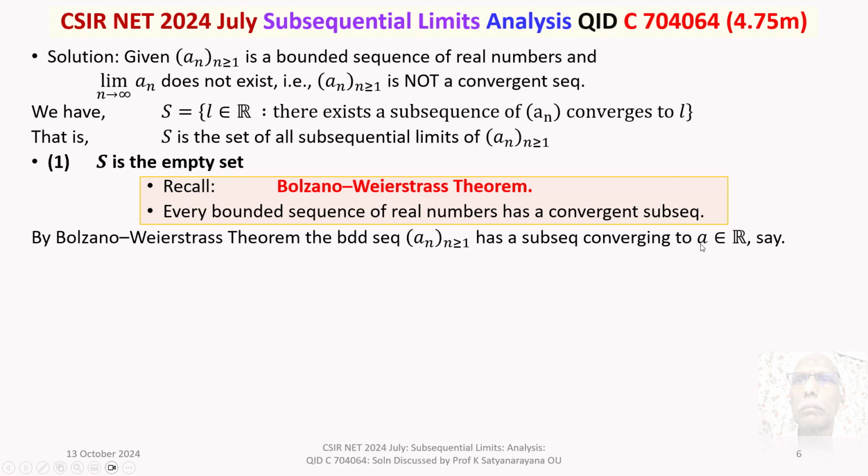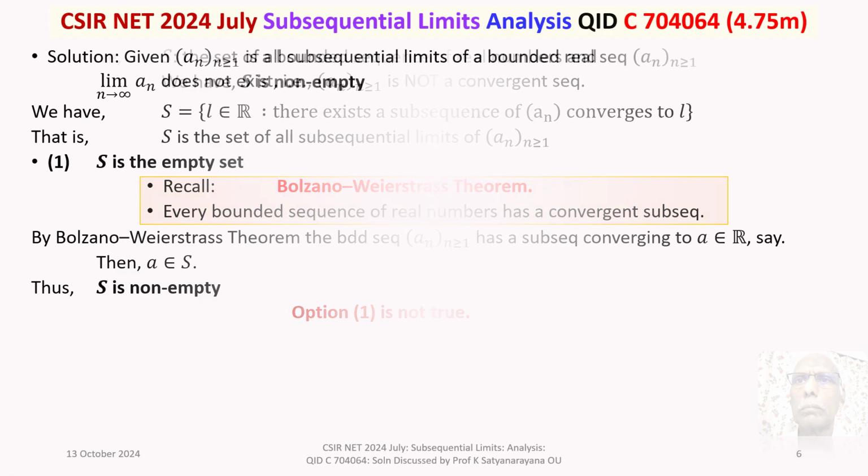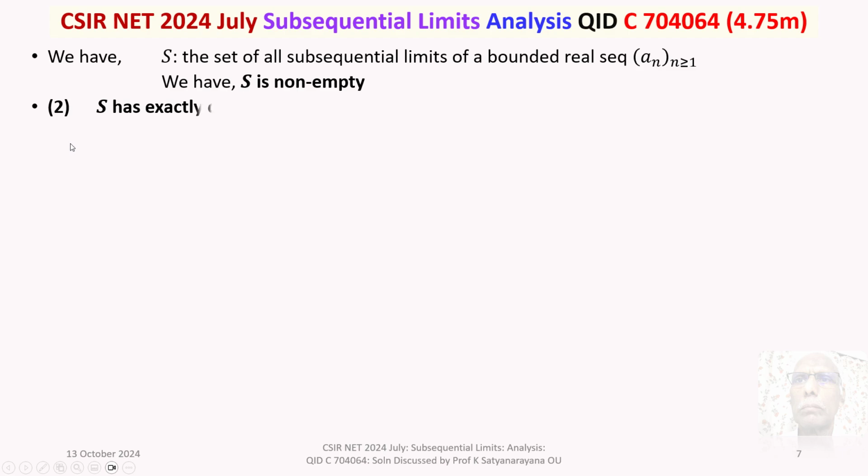That is, A is the limit of a subsequence of the sequence. Thus, A is a subsequential limit. Therefore, A belongs to S. So, there will be at least one element in S. Therefore, S is not empty. Thus, S is non-empty. Therefore, our option 1 is not true. We move on to the next option. Option 2, S has exactly one element.